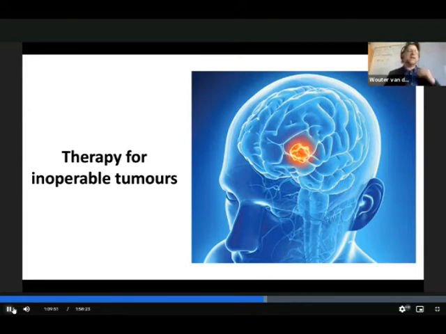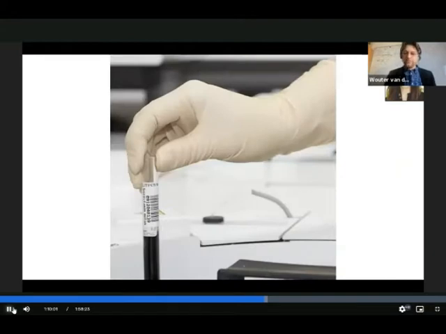So what we are actually after is that we want to give this high toxin, but only inside the tumor, nowhere else. So we want to spare the rest of the body. Now to be able to do that, I'm going to first show a video that explains the technology we're working with.